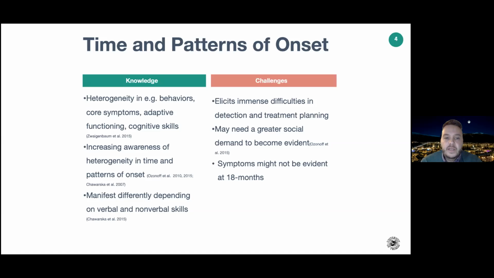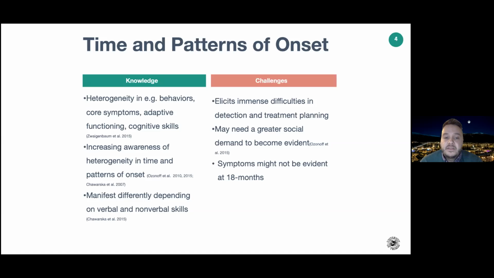We also know, and there's an increasing awareness of the heterogeneity in the time and patterns of onset, that it might be different in different subgroups of kids and in individuals. So some show these certain patterns early in the developmental period, some later in the developmental period. So that's also one of the things we know, and one of the challenges.